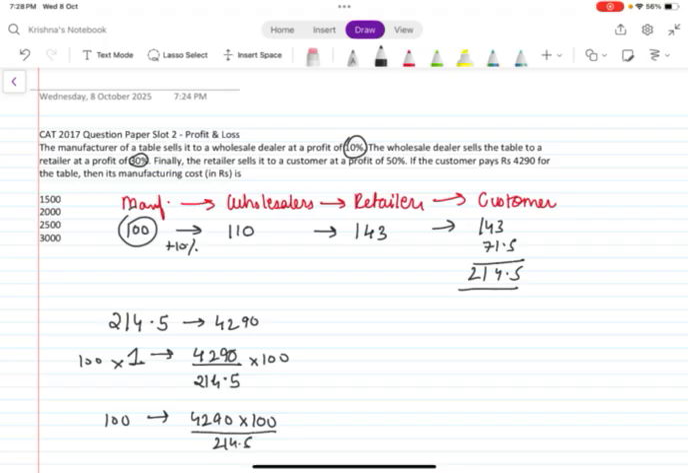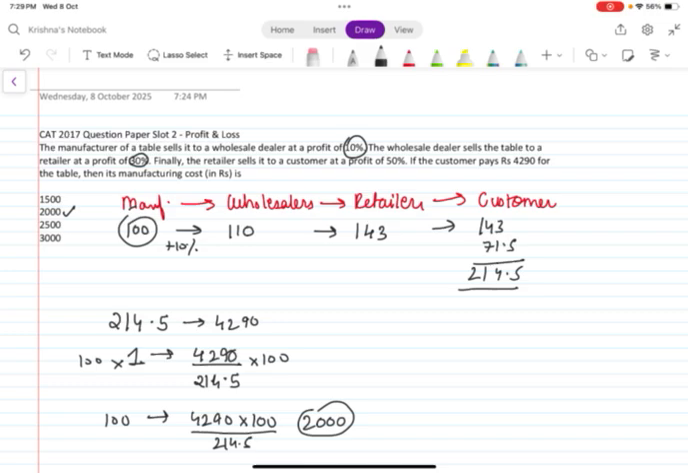Now you can use your on-screen calculator to calculate this. It will come out to be 4290 divided by 214.5. So this comes out to be 2000. So the value of 100 is 2000. The answer for this question is option number B.